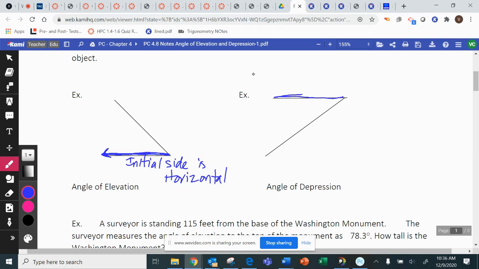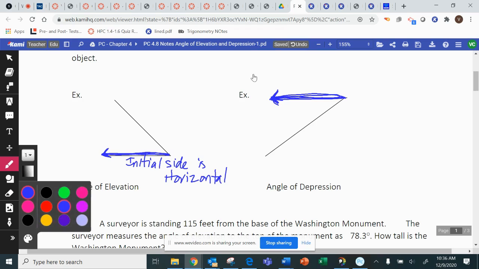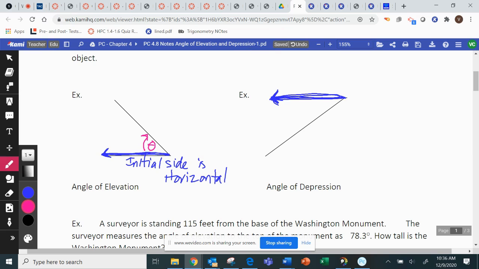Okay, same thing with this one here. My initial side is horizontal, parallel to the ground. If I look up, my angle, my theta, is an angle of elevation.